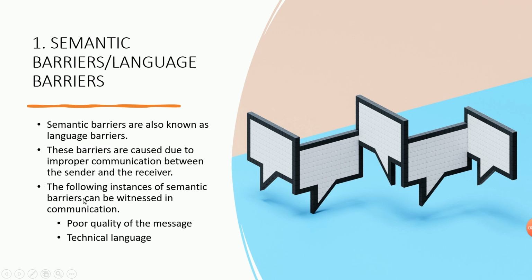The following instances of semantic barriers can be witnessed in communication. Only these two. First, poor quality of the message. When the sender sends a message, it does not have the necessary content or necessary information relayed properly. Not mainly due to the sender's fault, but the information might be ambiguous by the medium also. But poor quality of message, what it literally tries to say, we do not understand.